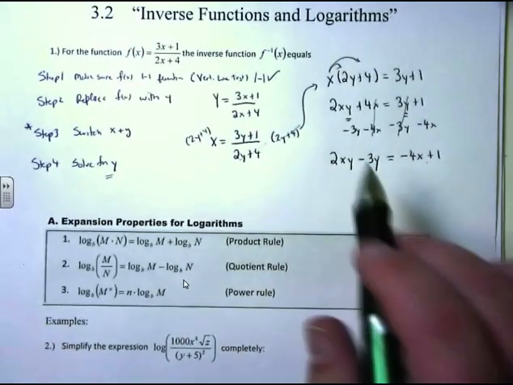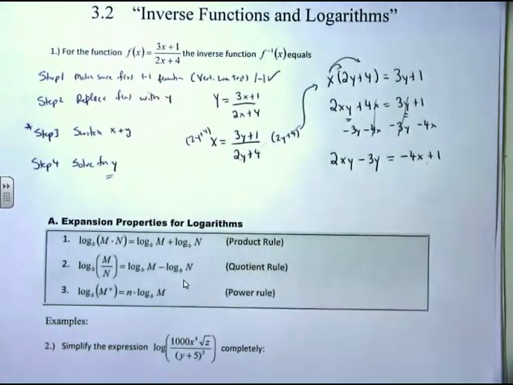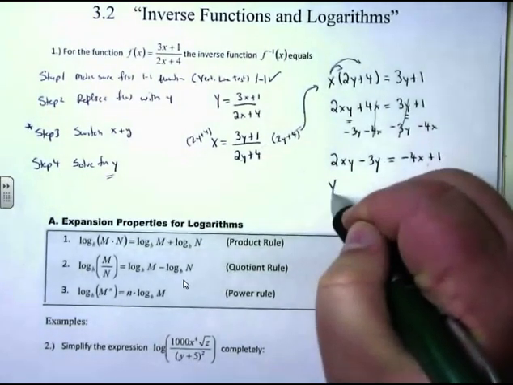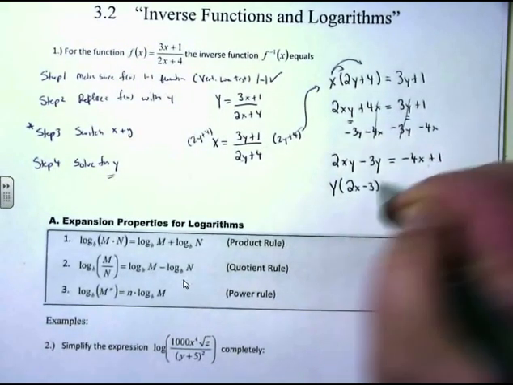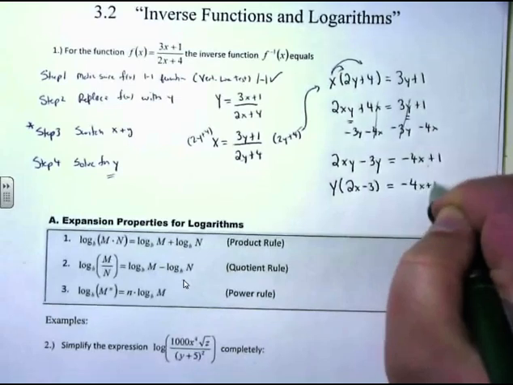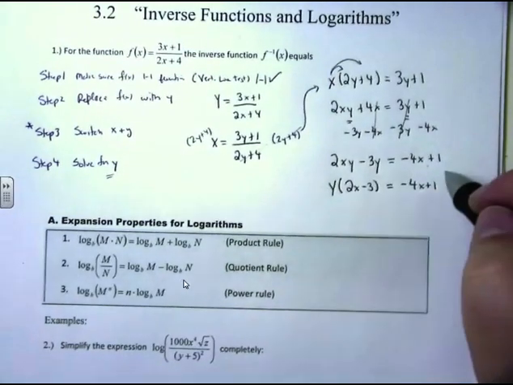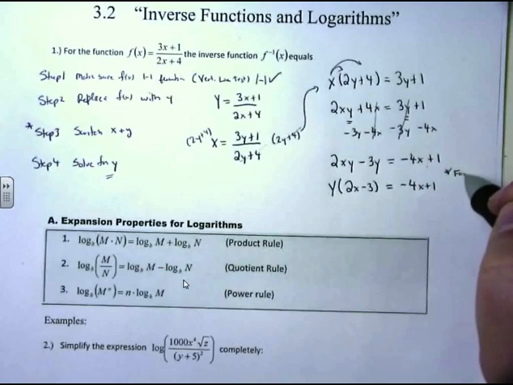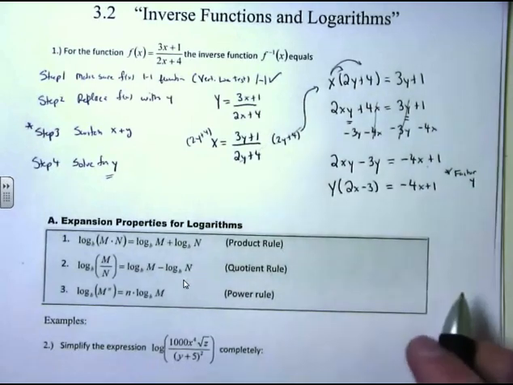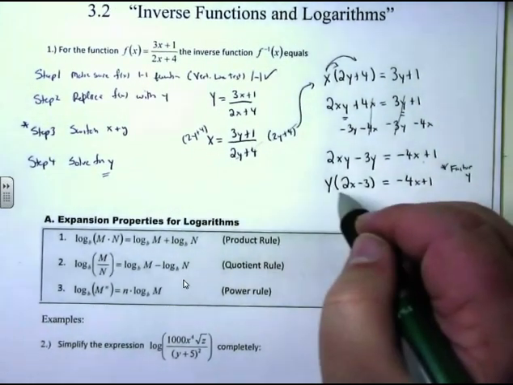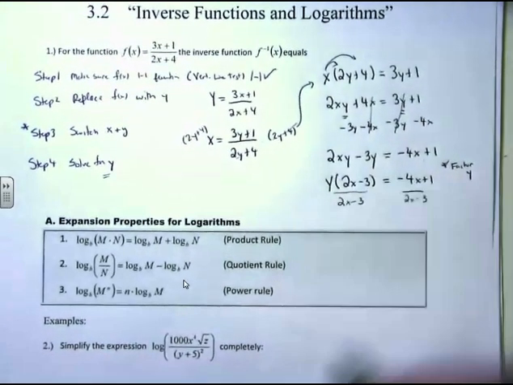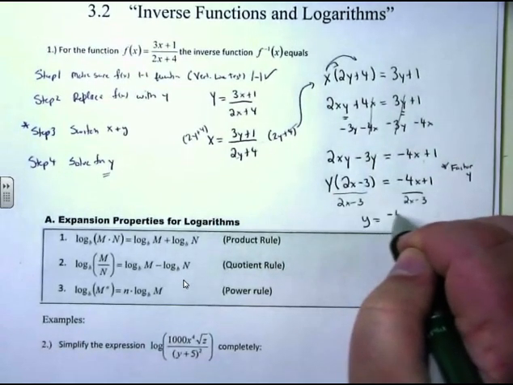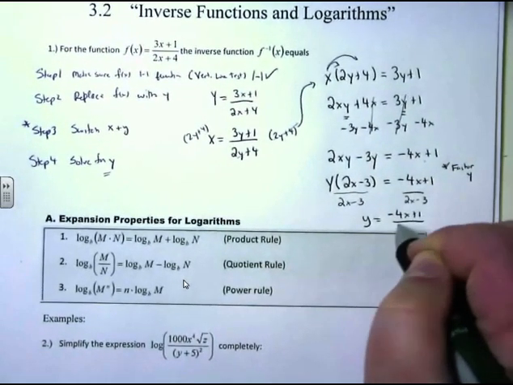Now, here's the big deal. I've got multiple terms with y in it. That's going to happen to you. When you have multiple terms with y in it, do the big factor. Factor out the y. That's going to leave you with (2x minus 3), still equal to negative 4x plus 1. So the big trick at this point, when you've got multiple terms with y in it, is to factor out the y. Now, solving for y, I'm going to divide by (2x minus 3) on both sides. And that's going to give me y equals (negative 4x plus 1) over (2x minus 3).